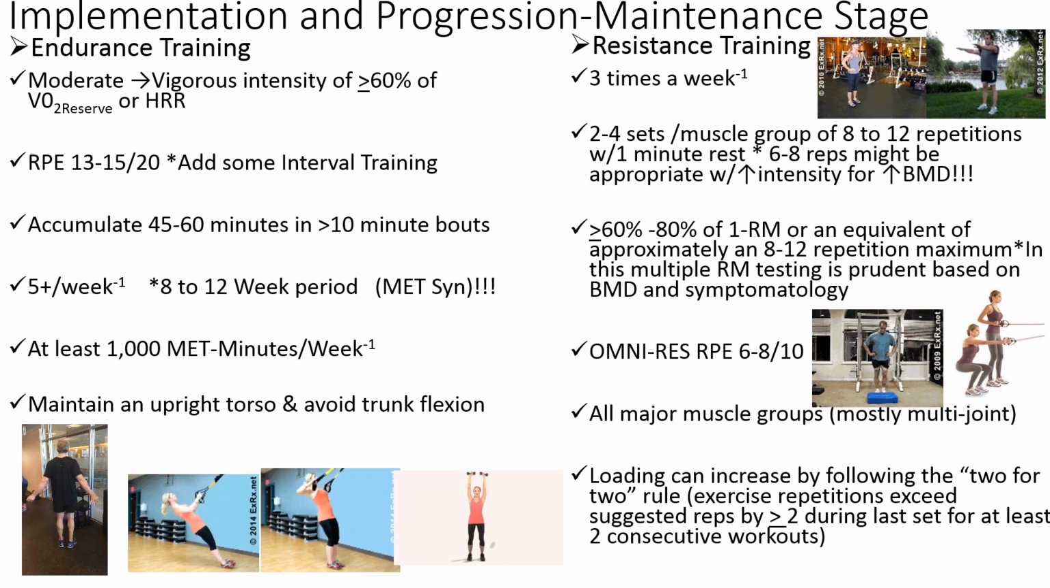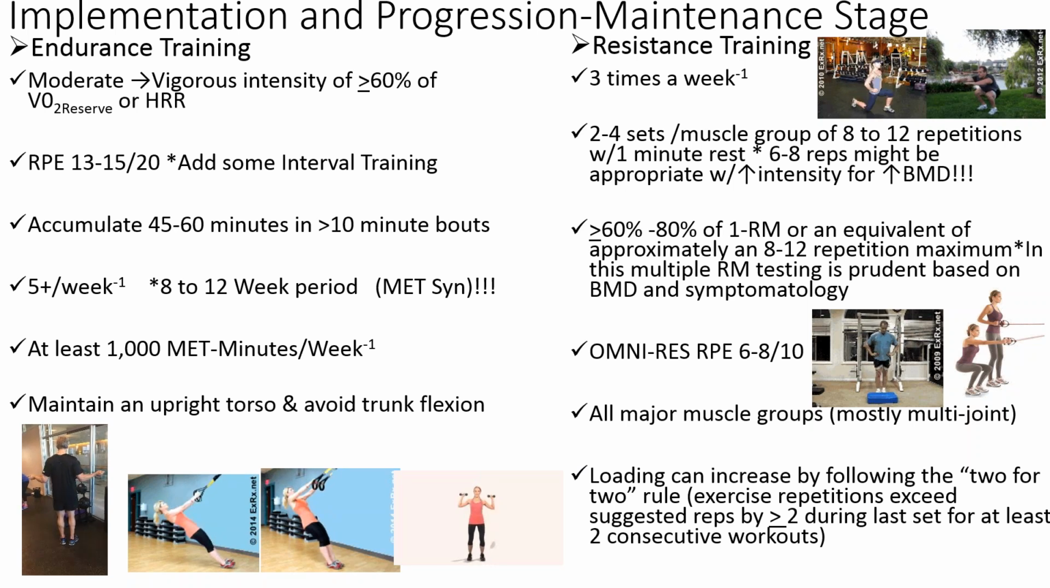So at this point, if it's tolerated, the intensity of her aerobic training can go up to 60% or maybe even a little more of her VO2 reserve or her heart rate reserve. The heart rate reserve would be useful because she is on beta blockade. The corresponding RPE could be somewhere between 12 and 13.